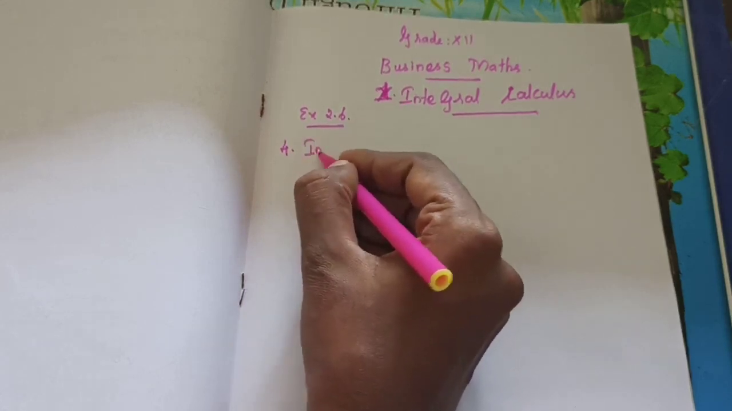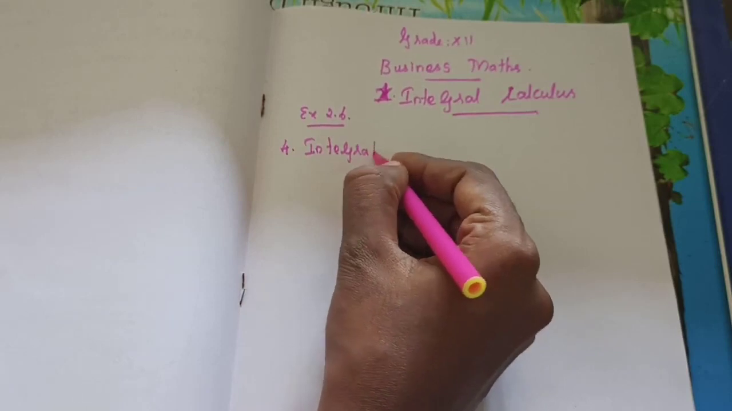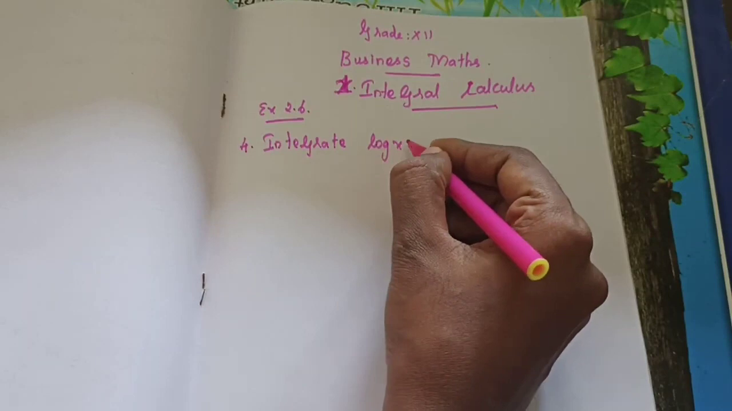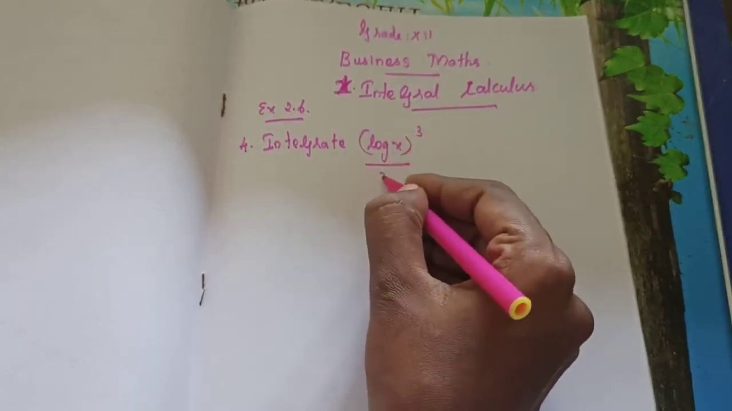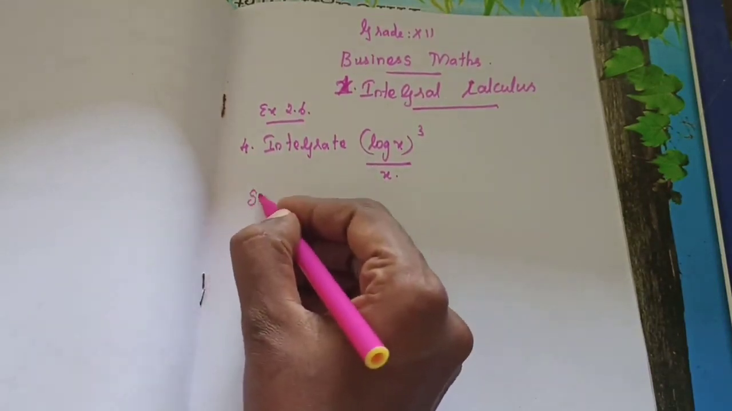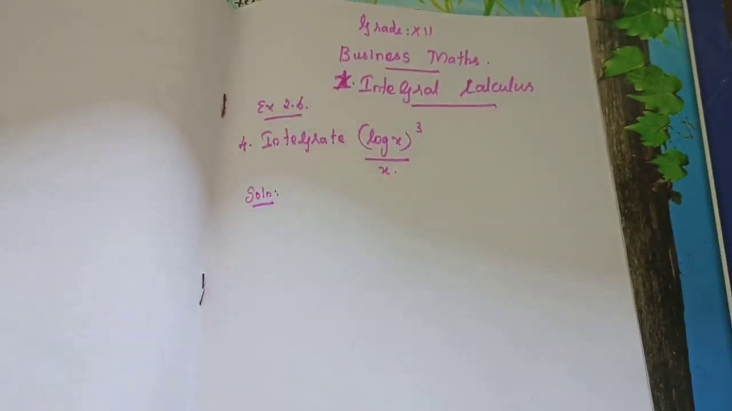The question is: integrate (log x)^3 divided by x. We need to integrate. Already I taught you how to integrate this. This method is type number 6. The type name is integration by substitution, or change of variable method. So we will substitute something here.